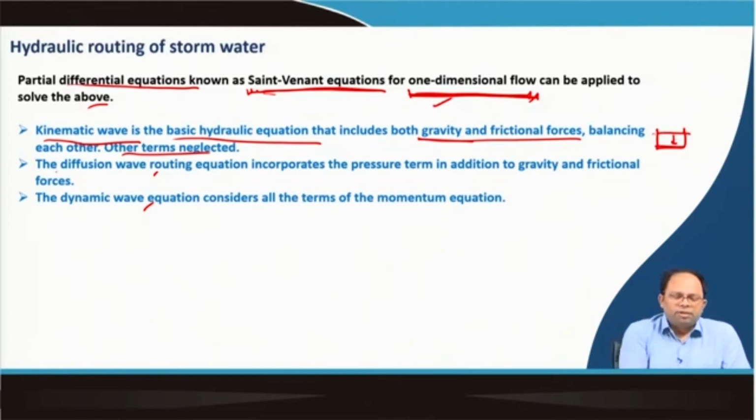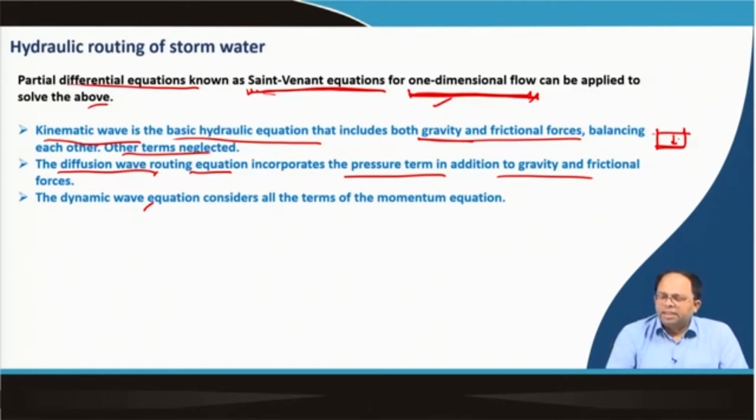But we can also have diffusion wave routing equations, which incorporate the pressure term in addition to gravity and frictional forces. So, in addition to gravity and friction, we also consider the pressure in that water. Then finally, the dynamic wave equation considers all the terms of the momentum equation, where the movement of water is also considered and the total momentum is also considered. So, these are the three sets of equations that are used.